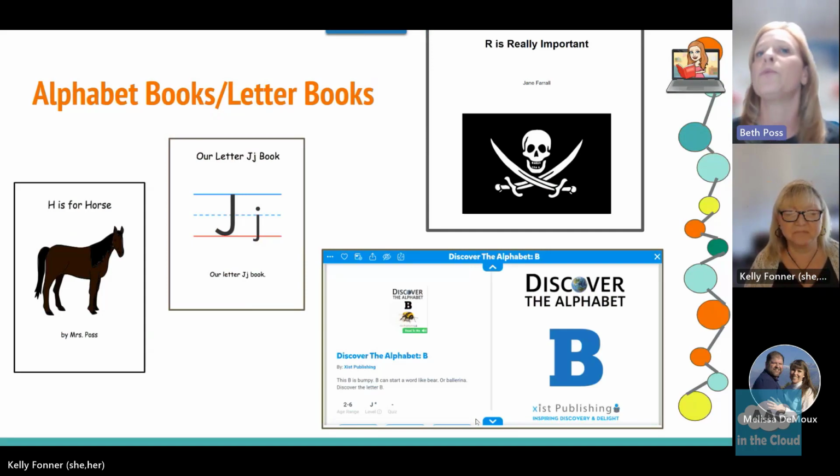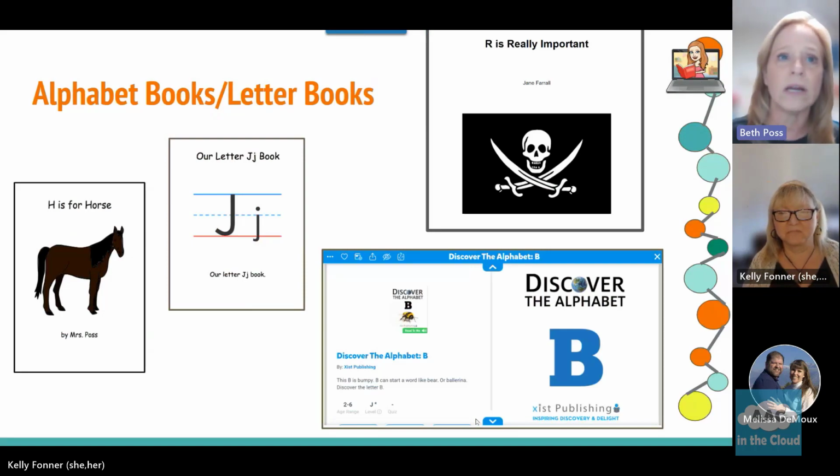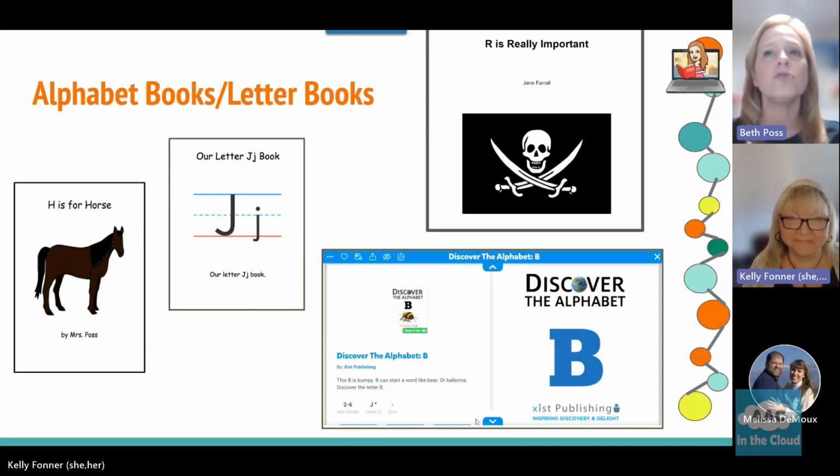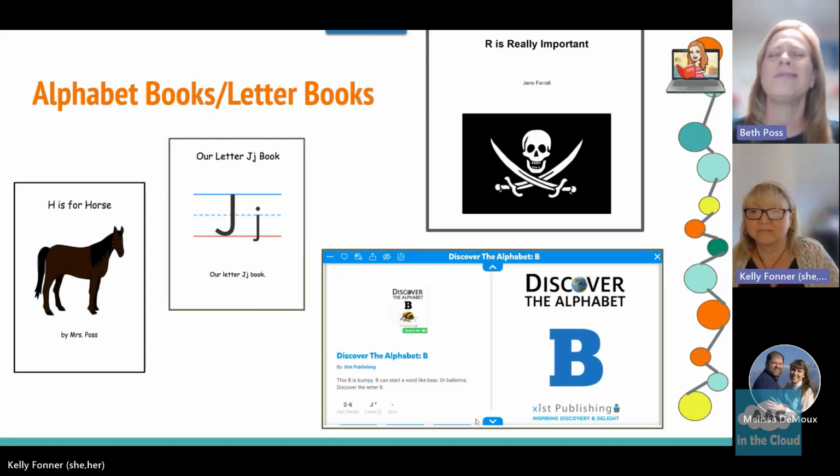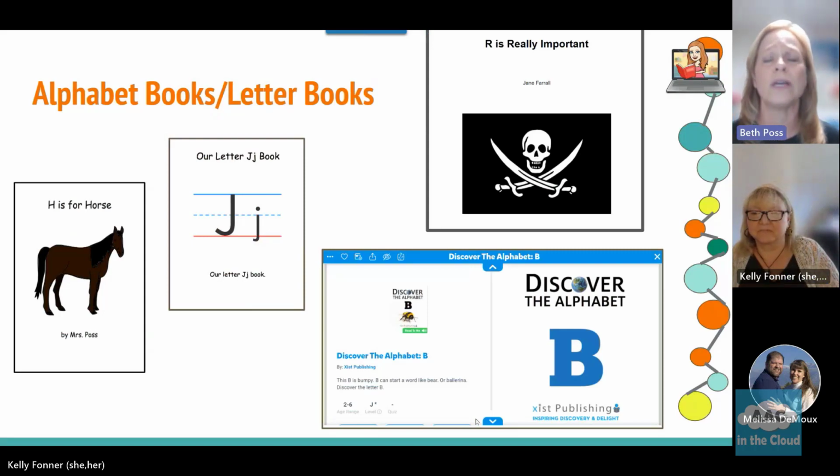And so these are books that have been created by someone. One of them was created by me, the other one wasn't. And those are available on Lesson Pix. You can make your own. There's lots and lots of other places that you can get custom books that are created around a particular letter. You can also go on to Tar Heel Reader, and both Jane Farrall and Caroline Musselwhite have made a lot of really fun books around a particular letter.